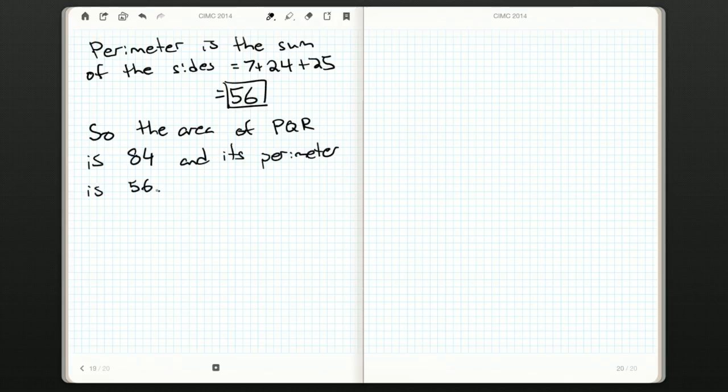We were able to use Pythagoras' theorem to figure out the remaining edge, which gave us both the height of the triangle and also the missing side length to figure out the perimeter. So that was the A part. We have a B part, and I think that's it.